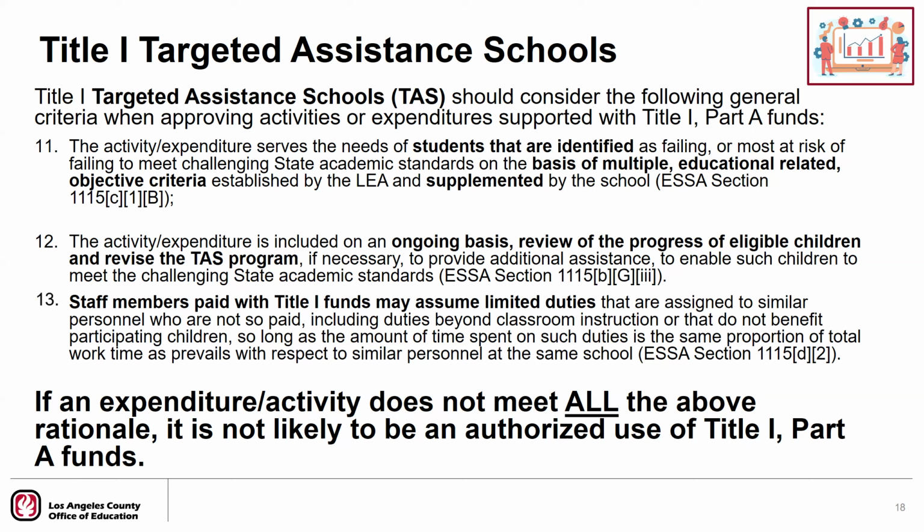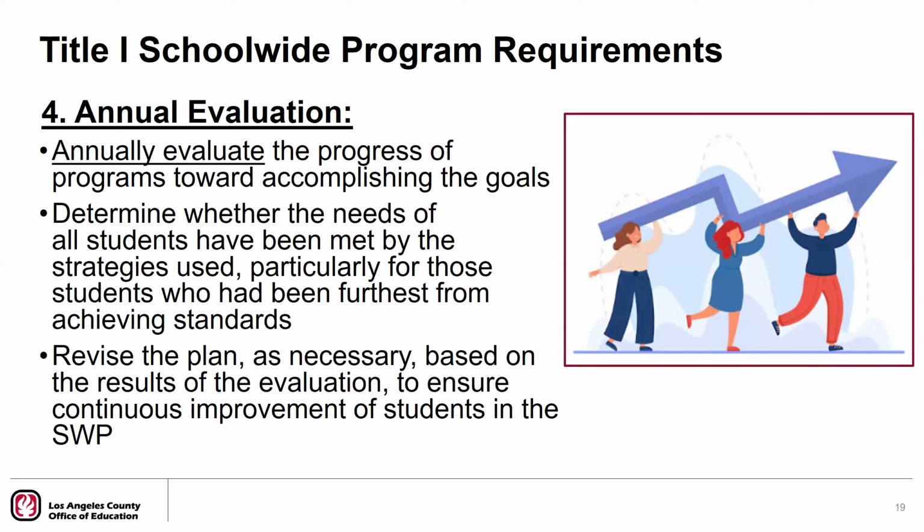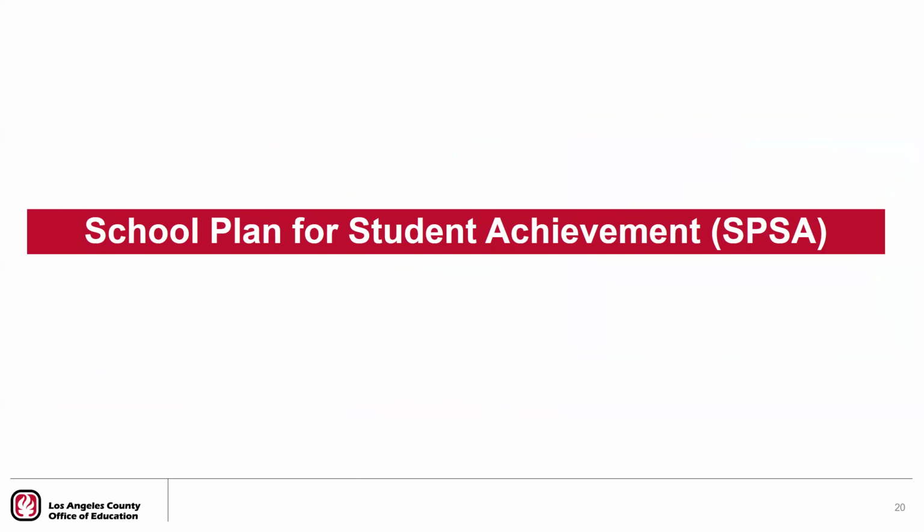The last requirement for a school-wide program is number 4 here, the annual evaluation. The school site council must annually evaluate the progress of the programs or activities that were stated in the plan towards accomplishing the goals. It must be determined whether the needs of all students have been met by these strategies or activities that were used, especially for those students who had been furthest from achieving standards. And this is required so that the school plan can be revised as necessary based on the results of your evaluation. And now Rachel will go over the school plan for student achievement.